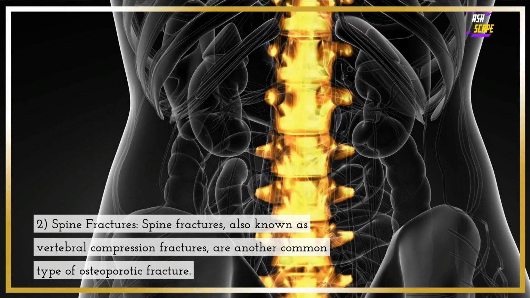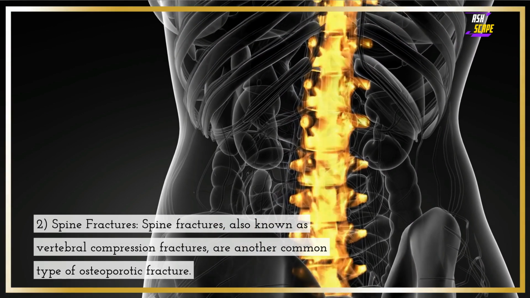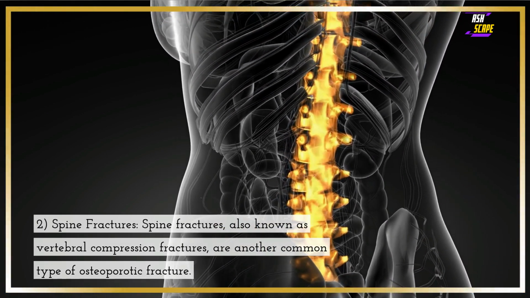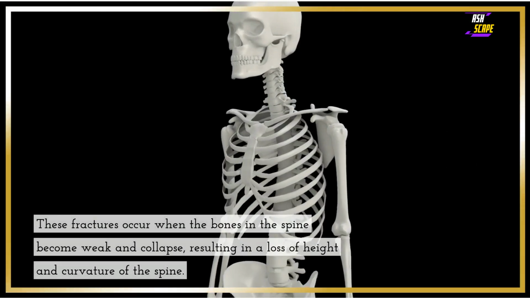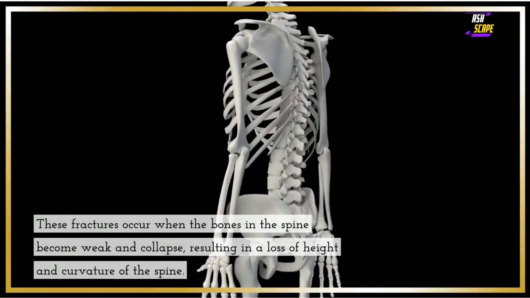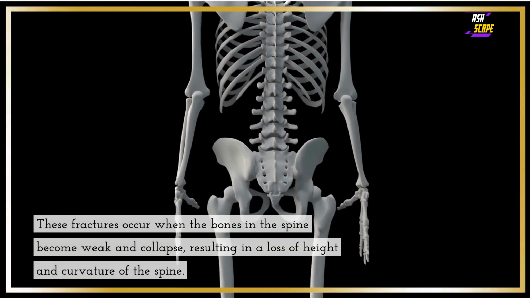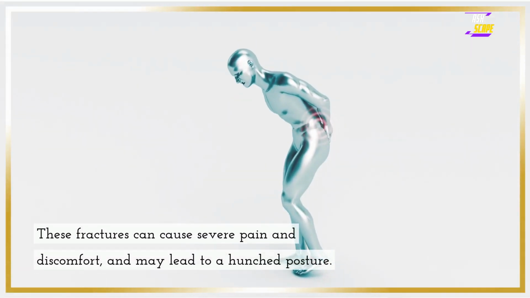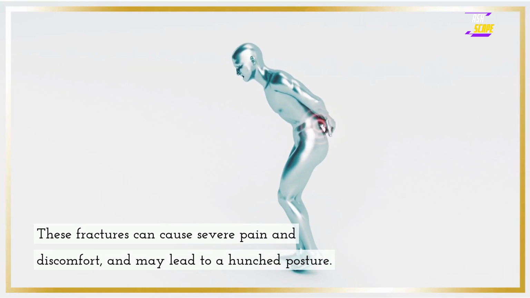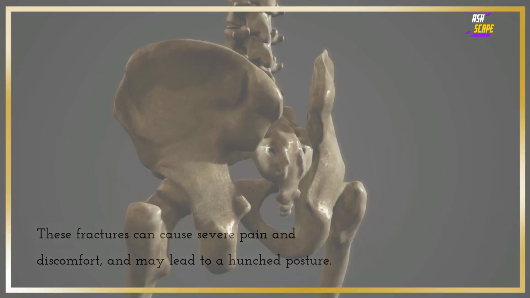2. Spine fractures. Spine fractures, also known as vertebral compression fractures, are another common type of osteoporotic fracture. These fractures occur when the bones in the spine become weak and collapse, resulting in a loss of height and curvature of the spine. These fractures can cause severe pain and discomfort, and may lead to a hunched posture.